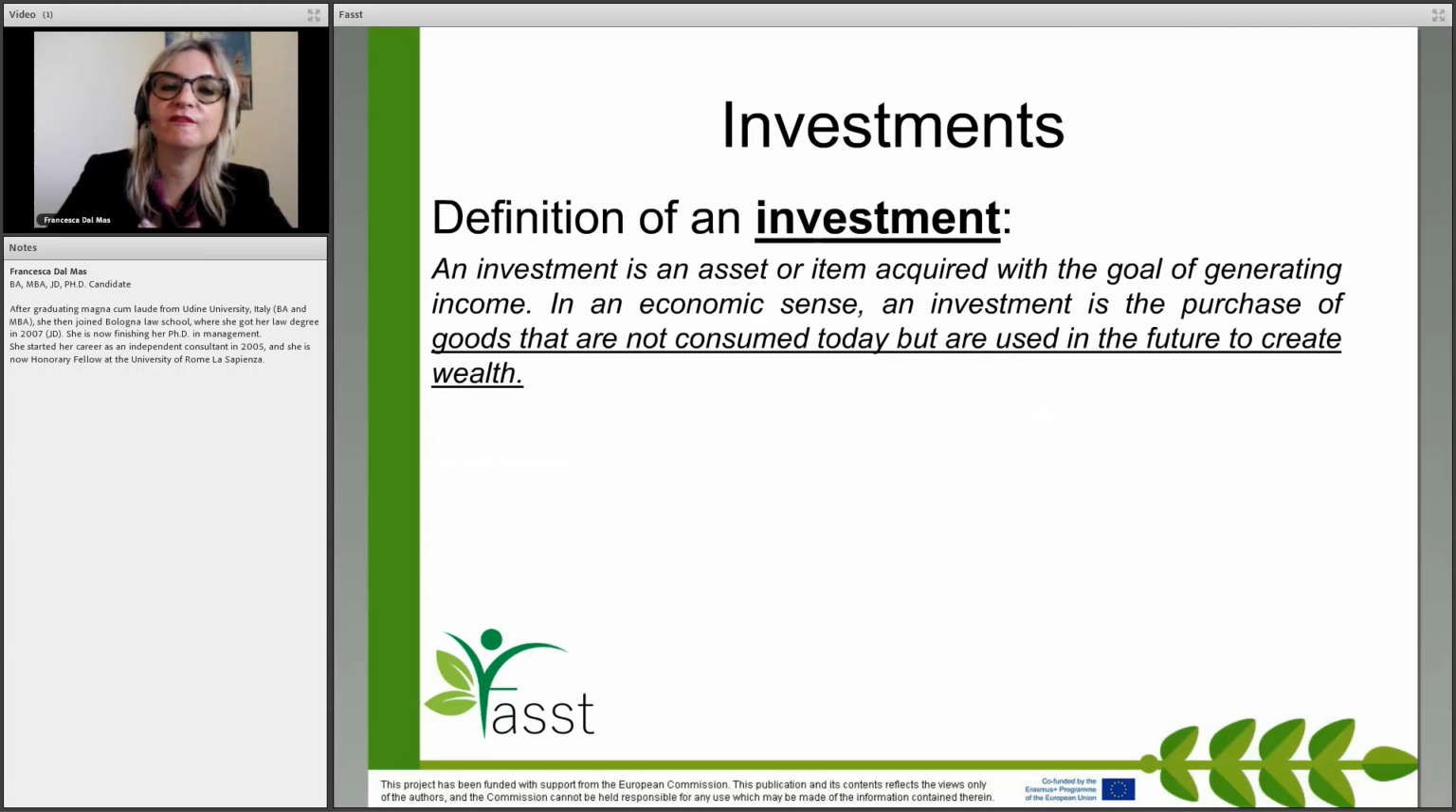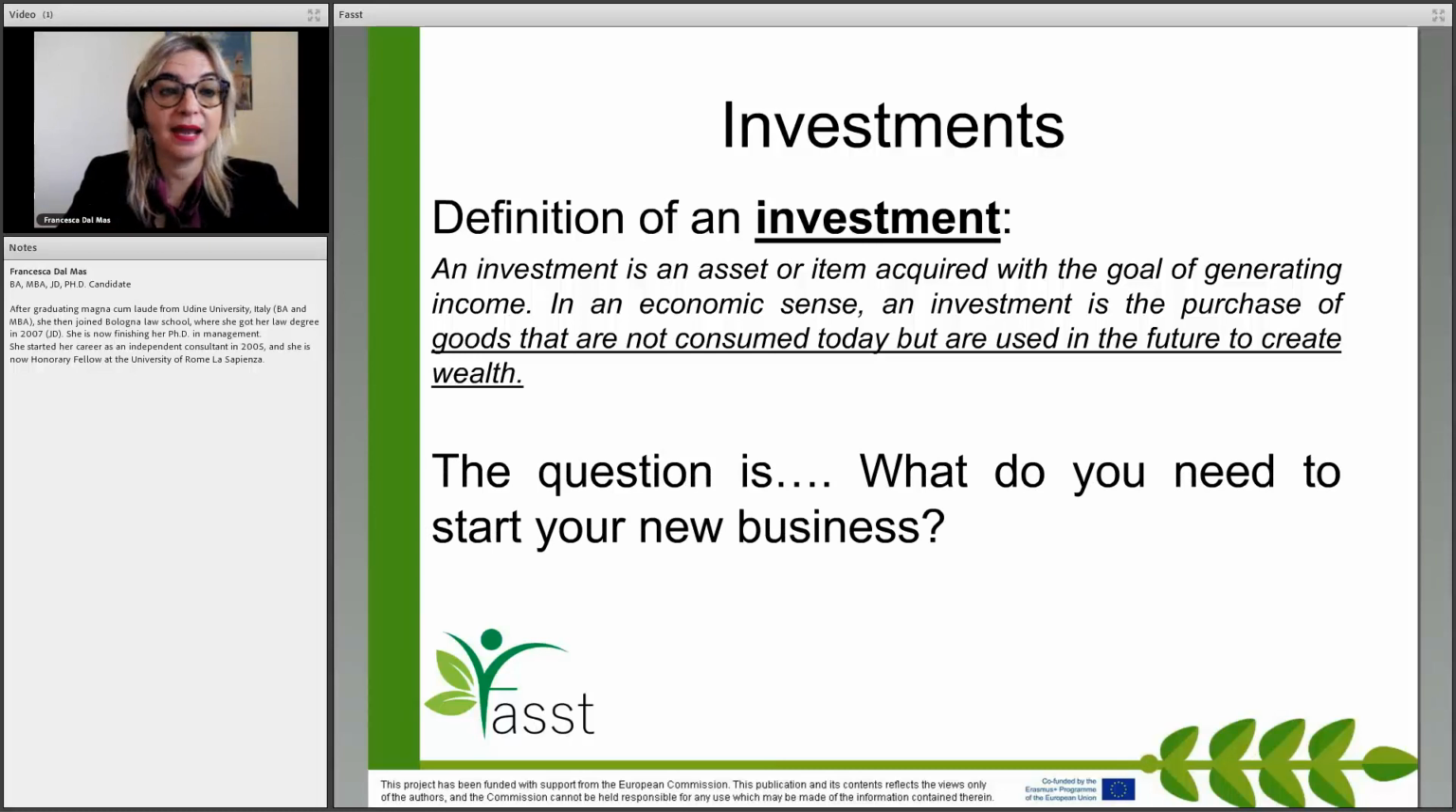So what is an investment? An investment is an asset or an item which is acquired with the goal of generating income. In an economic sense, an investment is the purchase of goods that are not consumed today, but that can be used also in the future to create wealth and to generate benefits for the firm. So the question is, what do you need to start your new business?